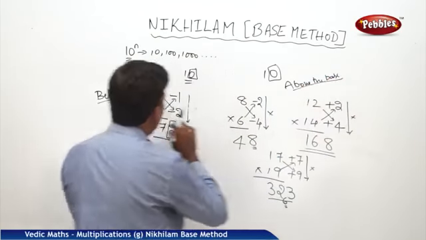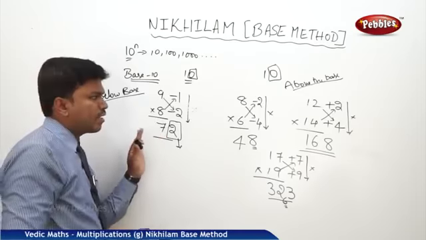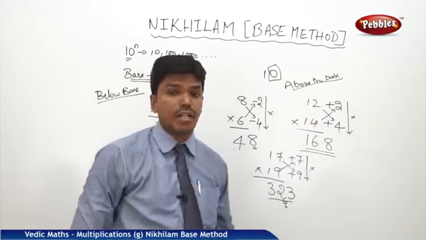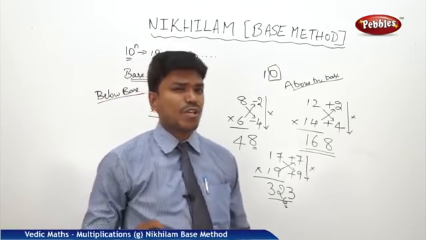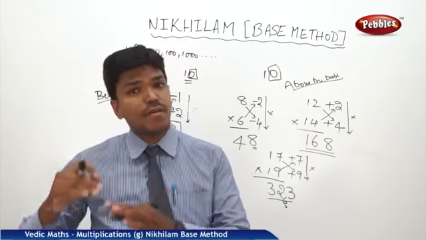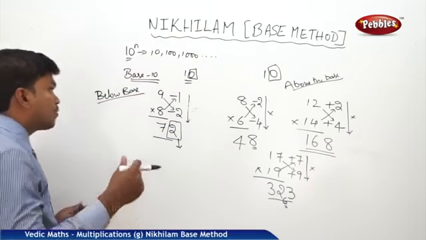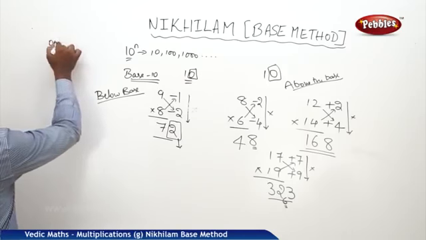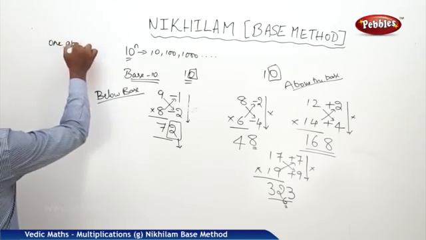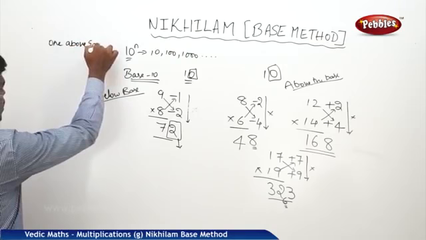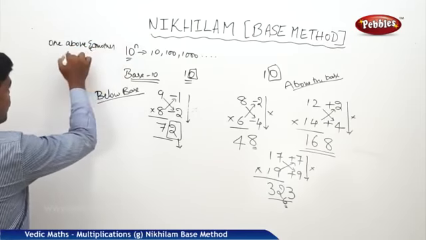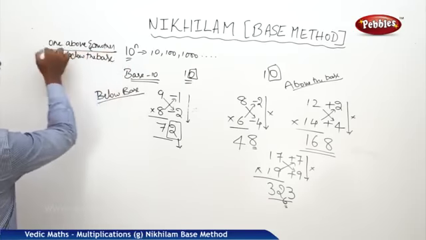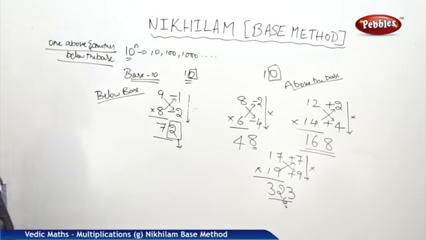That means both the numbers are below the base here, and in this case both the numbers are above the base. But suppose you have a doubt: if one number is above the base and one number is below the base, how do we do it? Now see here, what is the case? One above and another below the base.